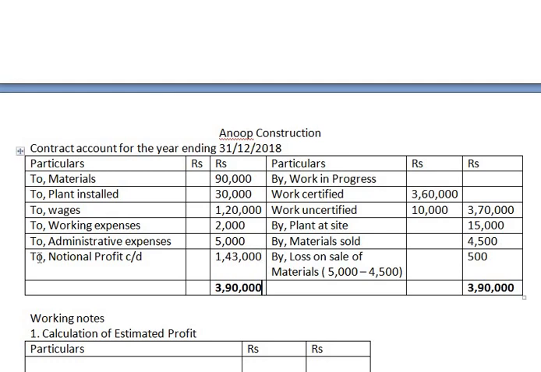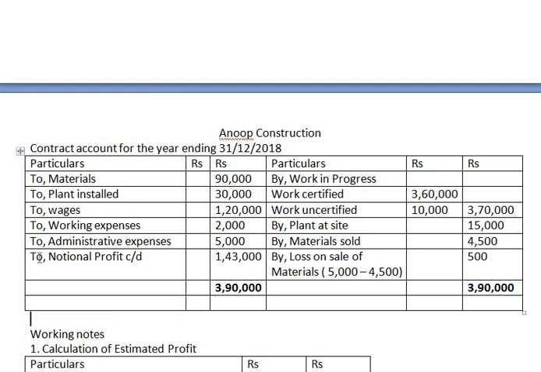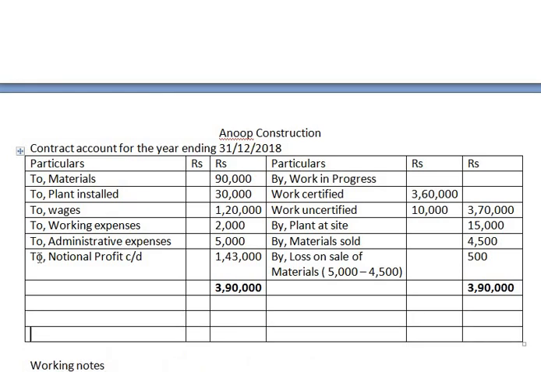1,43,000. Now this should be brought down. By notional profit brought down. Notional profit brought down is 1,43,000.